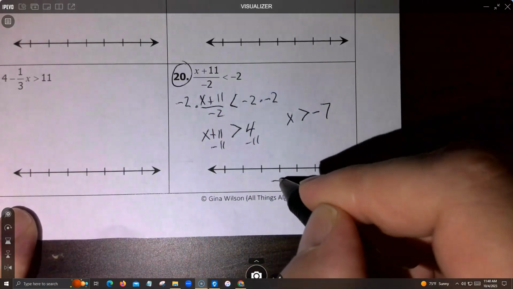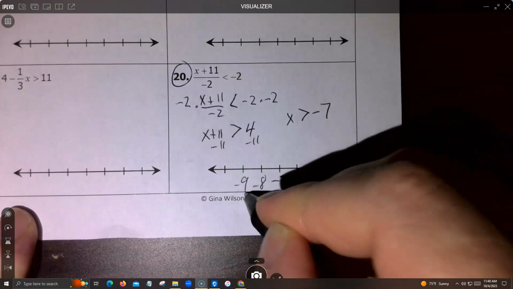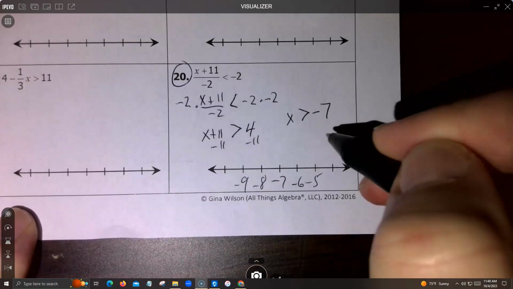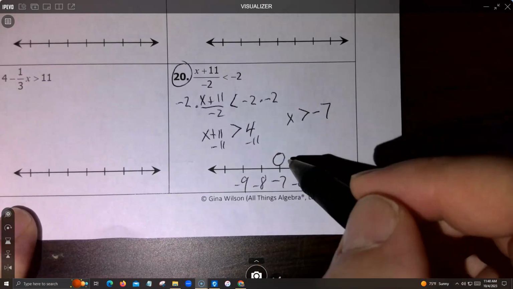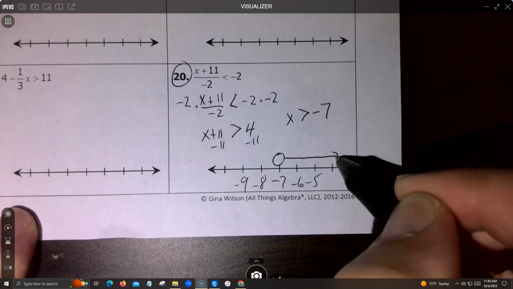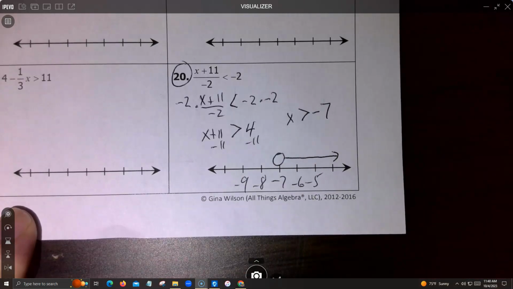All right, so I put -7 down, -6, -5, -8, -9. I put an open dot because I'm not saying equal to when I read this, and then I'm going to go to the right because greater than is to the right, less than is to the left. And that's it for today.